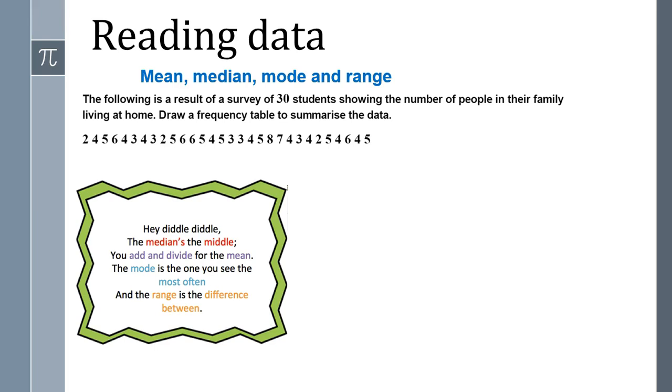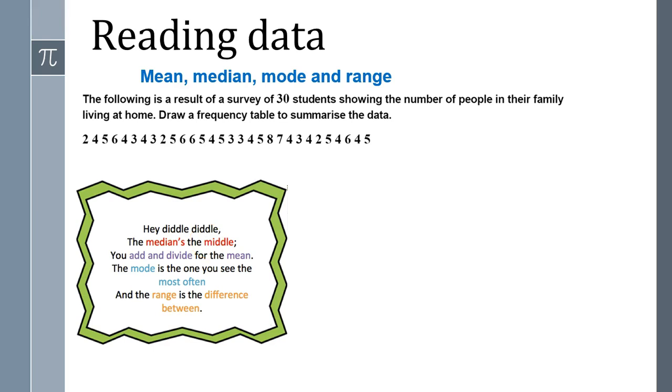We can find the mean, median, mode and range. So we're going to go through them one at a time, and we're going to use this little poem here to kind of guide us. This is something I teach my Year 7s: hey diddle, the median's the middle, you add and divide for the mean, the mode is the one that you see the most, and the range is the difference between. So it kind of tells you which one's which and what you have to do. So we're going to start at the start there.